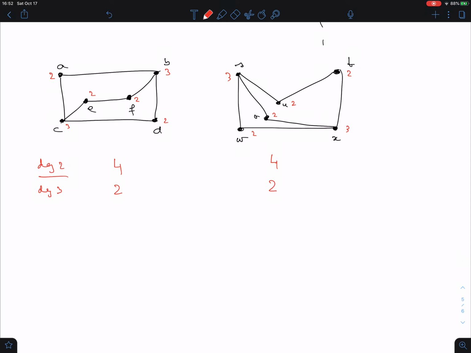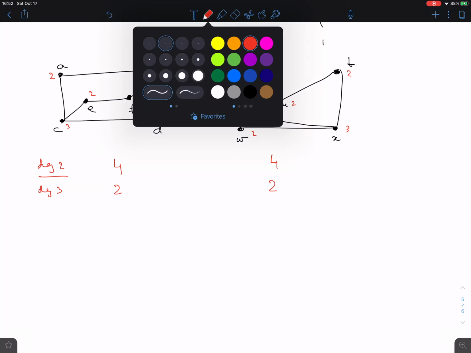So that matches. But in particular, it also tells me that if I'm going to send E, I cannot send it to X, because that has degree 3 and E has degree 2. So it narrowed down the possibilities a little bit. This doesn't exclude anything.